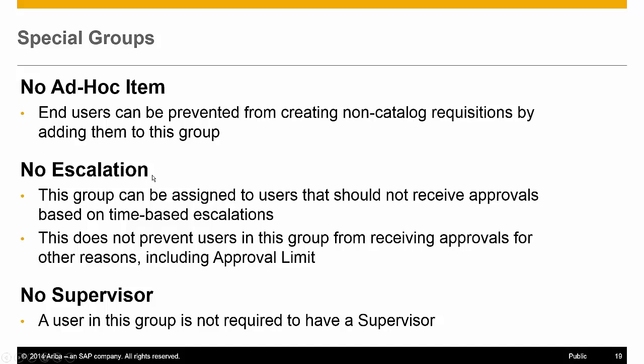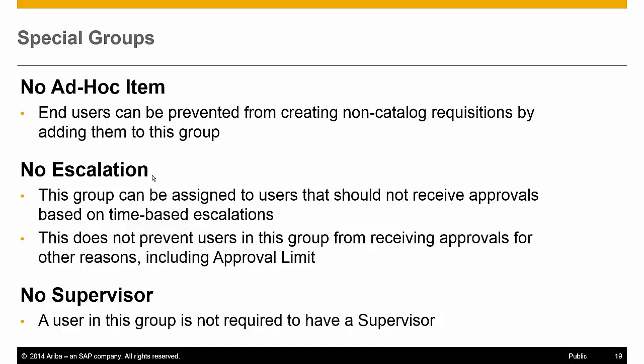Similarly, there's another group called no escalation. Anyone who belongs to this group is exempt from escalation in Ariba. Escalation is a function to help ensure that approvals are done in a timely basis. Generally, if you have escalation turned on, after X number of days of inactivity, an approver is sent a warning from Ariba that a particular item is still waiting for their attention. After X number of days, if they still have not taken action, the item will actually escalate to the next person in the approval flow. Again, this is if you have the escalation features enabled.